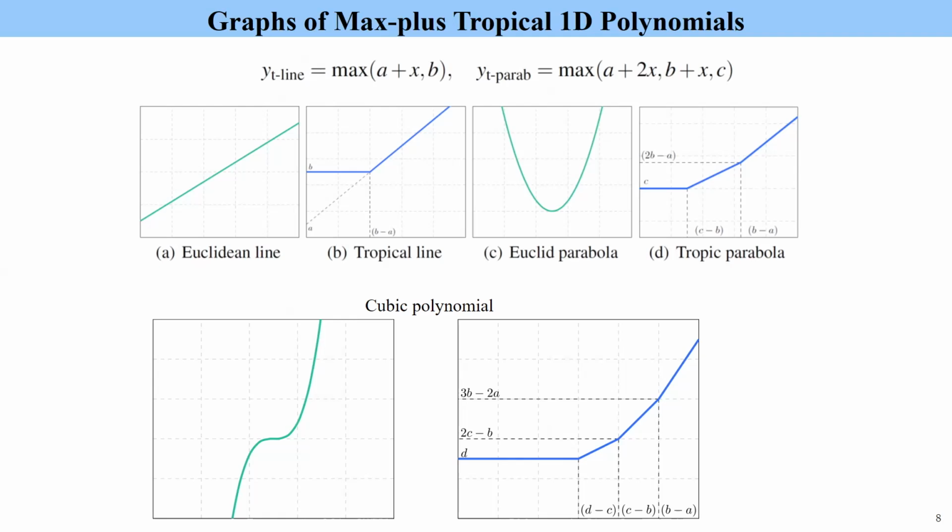ones are the traditional Euclidean curves, like the line, the parabola, the cubic curves of Euclidean polynomials, and we replace the addition with max and the multiplications with plus. Then we obtain the max-plus tropical polynomials that you see in blue. And as you see, their curves are polygonal lines that bend around corner points, and the number of corner points is related to the degree of the polynomial.